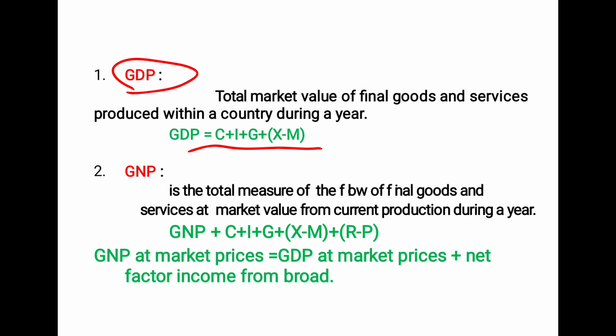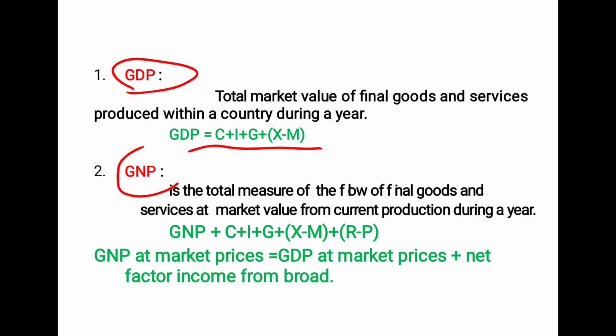So what did you understand from GDP? GDP tells you that whatever goods are being produced in our country have a value. That is supposed to be the final goods. What do you mean by final goods? Those which have a price tag and can be brought into the market. So final goods and services produced within our country during a year, this we call GDP. And the formula for GDP is C plus I plus G plus X minus M.